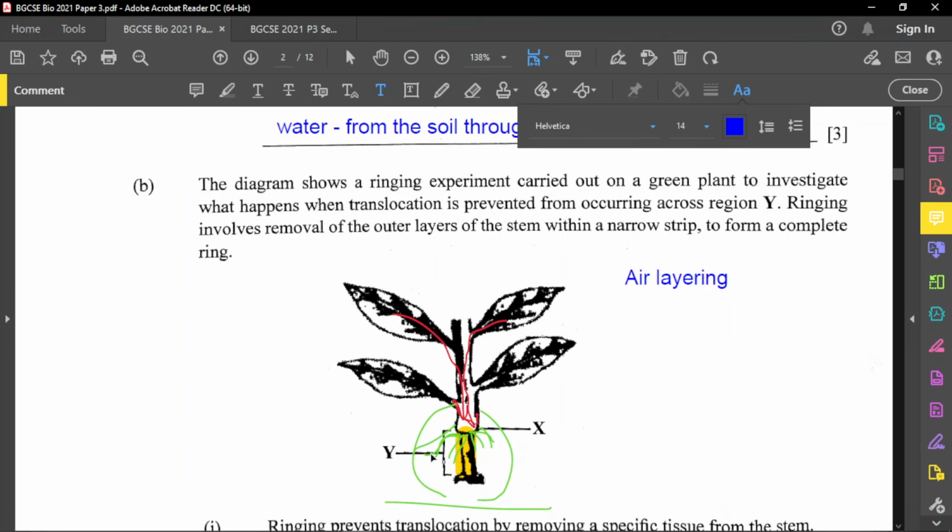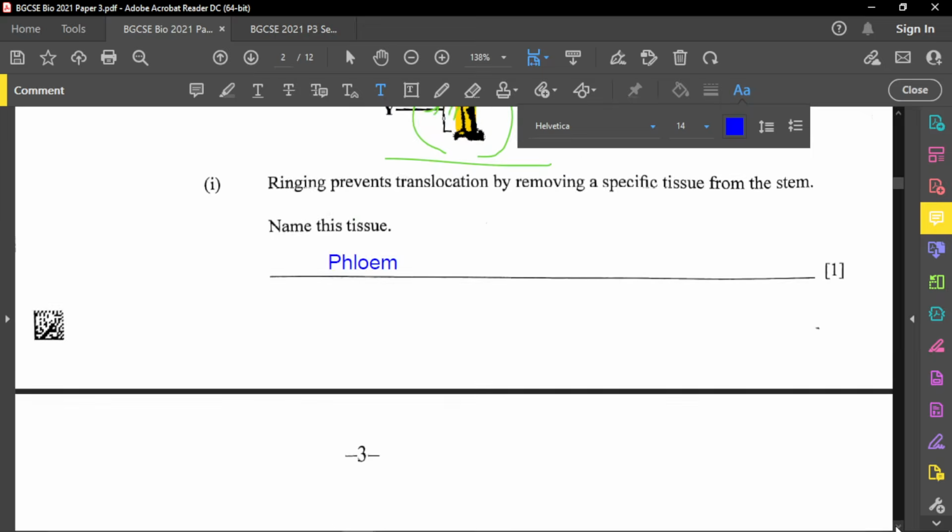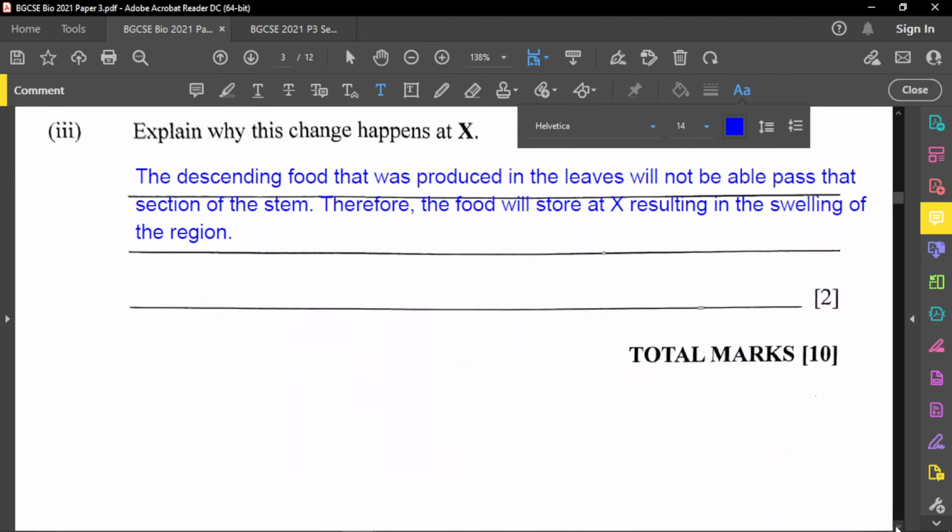This is when a part of a stem is cut, scraped, and covered with moist soil. So it's called air layering or otherwise called marcotting. So please make sure you know this. Please study it and know how it is done. And it's a form of asexual reproduction as well. All right. So just to make a note of that.